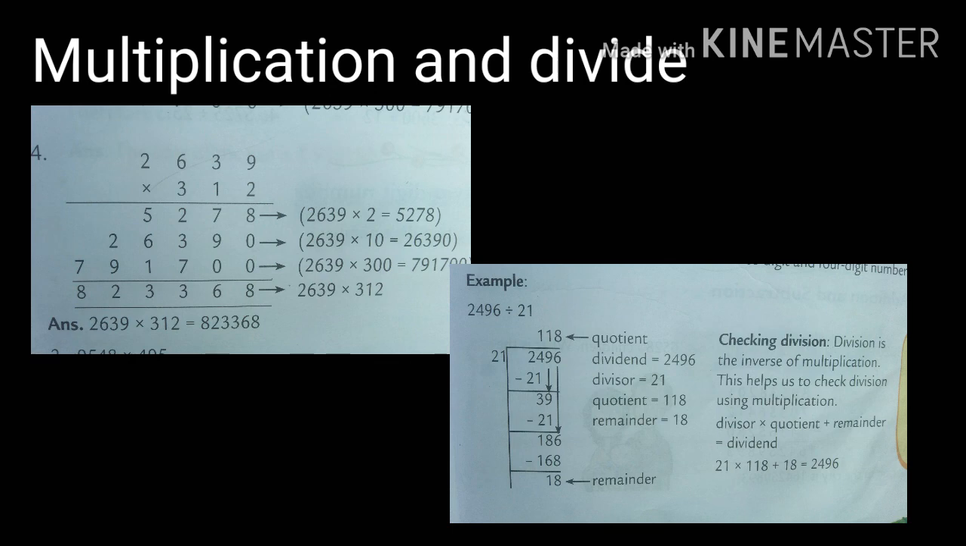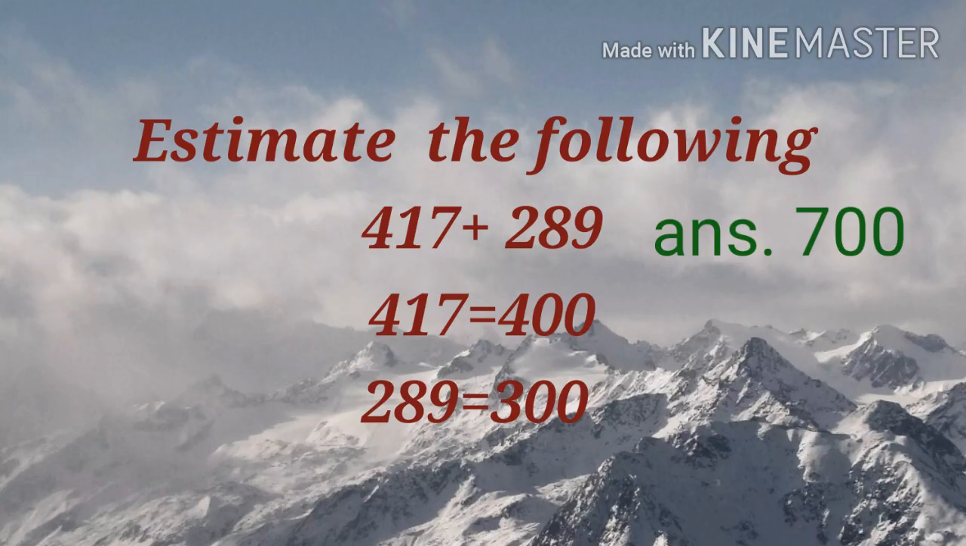Now the last topic of this chapter, which is estimation. You can see the example of estimation. See, 417 plus 289. First of all we look at the first number, 417. The digit before the 4 is 1, which is less than 5. So we are not going to change the number, we'll write just 400.